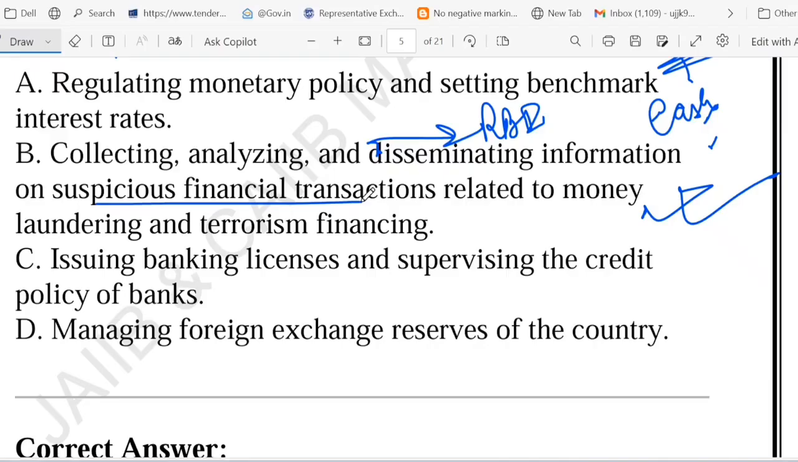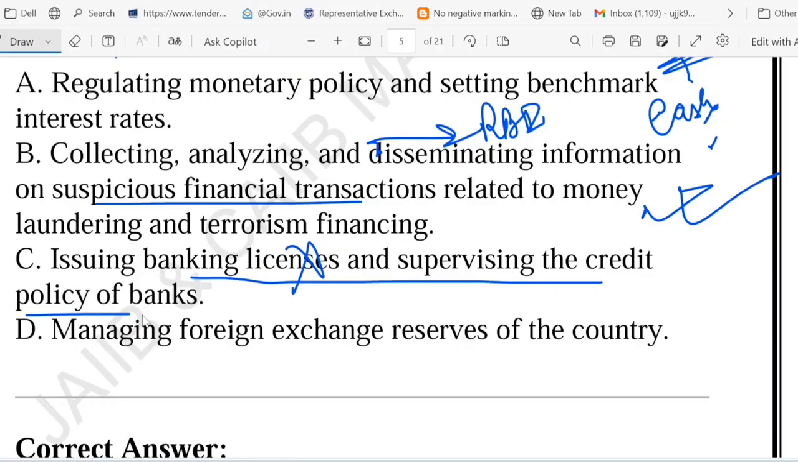Option C says issuing banking license and supervising the credit policy of the bank. Again, this is the role of RBI, right? RBI gives license to the new bank and decides how much credit flow should be regulated. FIU-IND does not grant licenses.